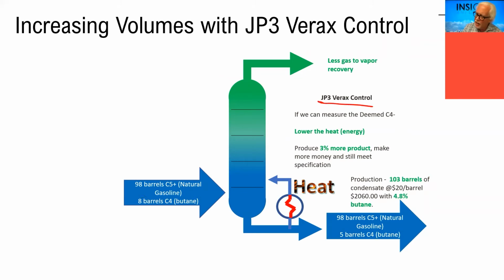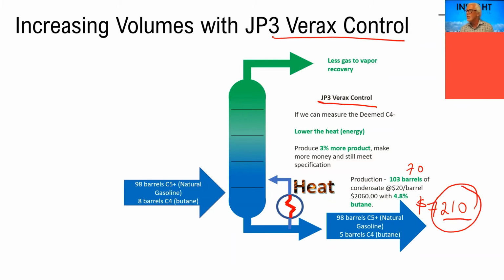So if I put an analyzer in there to give me some control on that bottom end, on how I'm controlling that stabilizer, again, we'll do it with the new pricing. Now I can get that up to 103 barrels, 3% more product. So great, I have to do the math in my head now. 103 times 70 is now $7,210. I was at $7,000 before. I just got this extra $210 by lowering the amount of heat, lowering the energy consumption of my condensate stabilizer and optimizing. So our point here is that by controlling the process better, we can both use less energy and produce more product and make more money.